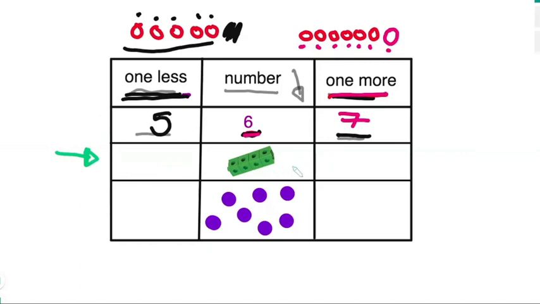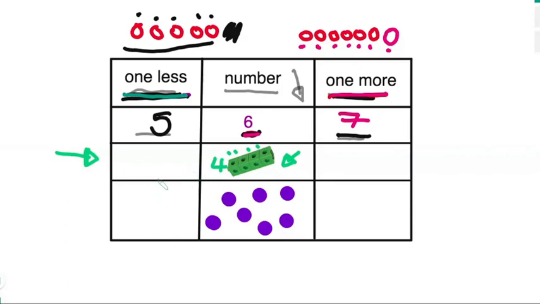Now, because there is no number, instead we have some blocks. Can you see these green blocks here? We need to find out how many green blocks we have. Can you count them with me to help? Let's go. 1, 2, 3, 4. We have 4 green blocks. Firstly, we're going to find out what 1 less than 4 is.